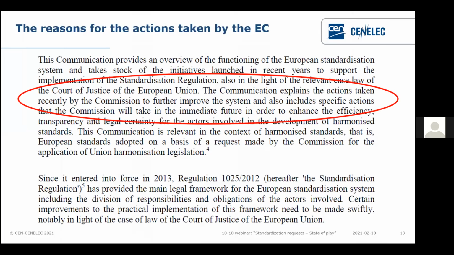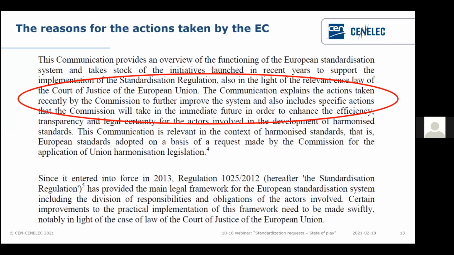So the famous James Elliott case, some of you may have heard about that. So there was a ruling of the Court of Justice of the European Union about a standard that was referred to in this court case, the James Elliott case, that led the European Commission to change the approach towards standardization.